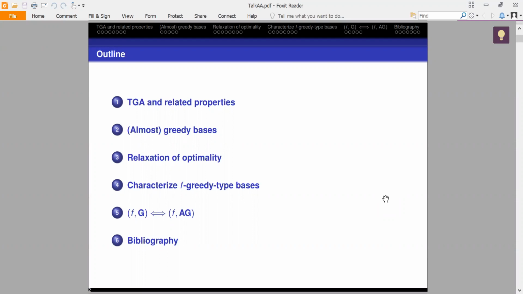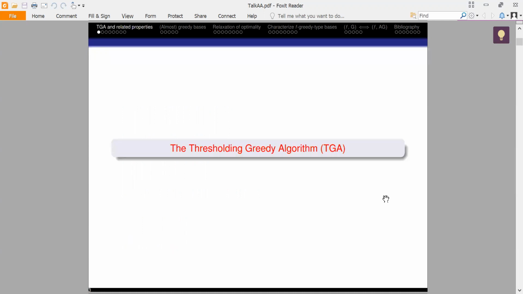Good. And in section 2, we will talk about almost greedy or greedy basis. Section 3 and 4 will be about greedy type basis. So this is a new notion that we introduced in our project. Section 5 will look at the equivalence between what I call greedy and almost greedy basis. So this is the outline of the talk. So the thresholding greedy algorithm, or the TGA.